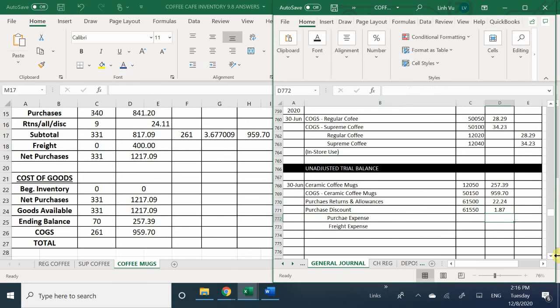Okay. What about my total purchase expense? That was the 841.20. Yep, 841.20. And my total freight was 400. Okay, so again, my account number for purchase expense was 61000, and my freight expense should be 6300.